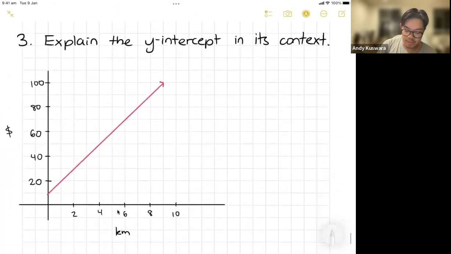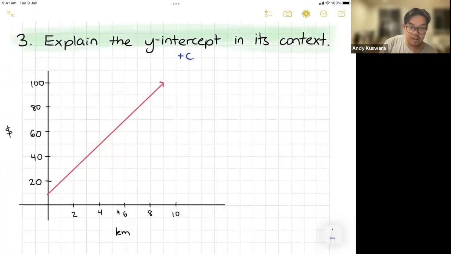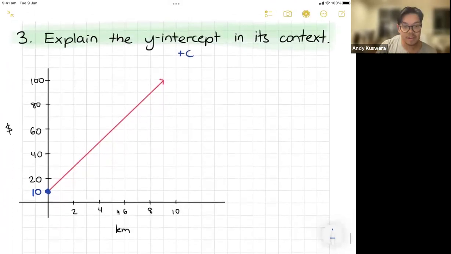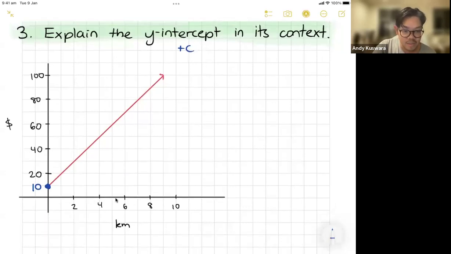Now, the last one is explaining this concept called the y-intercept, which essentially is the plus c of your equation, or in other words, where it cuts the y-axis, and you can see that it's right here. It's kind of at the 10. Now, again, keeping this fairly generic, let's talk about money and kilometers. We can change the examples. I'll show you what I mean. But when they ask you to explain the y-intercept, if it's at 0, that's the least interesting one, because that means, I don't know, it's a direct correlation.